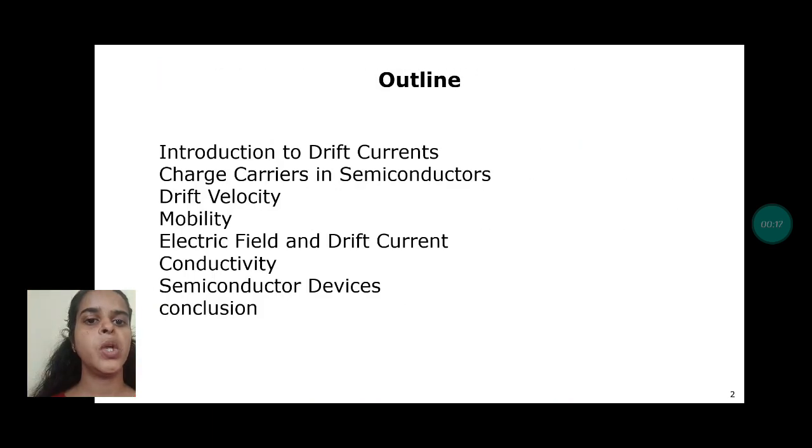In this PPT, you can see the introduction to drift currents, charge carriers in semiconductors, drift velocity, mobility, electric field and drift current, conductivity of a drift, and semiconductor devices, and lastly I will conclude it.